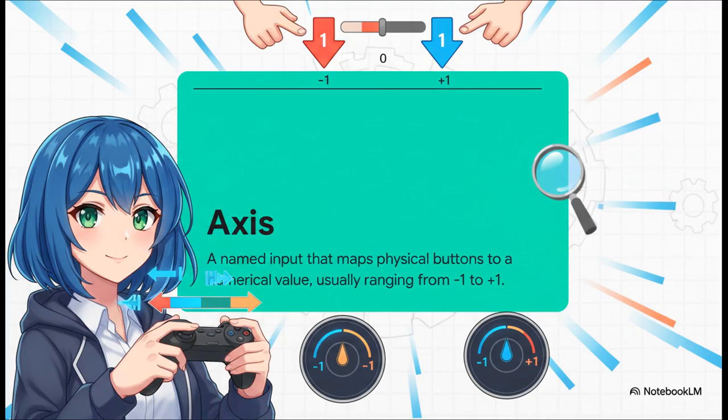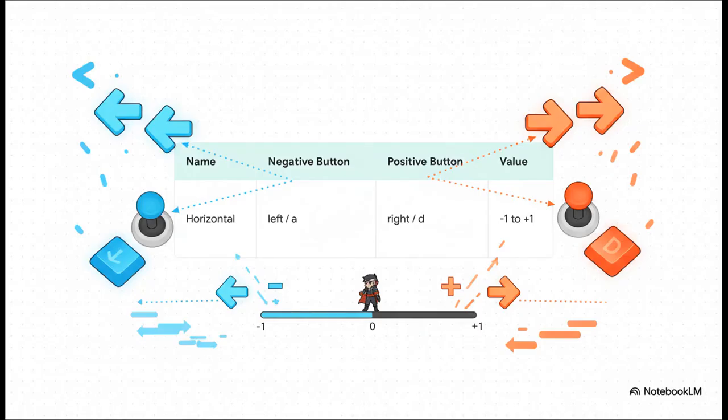usually a number that floats somewhere between -1 and +1. So if you push one way, you get a negative value. Push the other way, you get a positive value. And if you're not touching anything, you get a nice, clean 0. And this is where it gets really clever. Let's take a look at the default axis named horizontal. Unity has already gone ahead and mapped the negative button to both the left arrow key and the A key. And the positive button, that's mapped to the right arrow key and the D key.